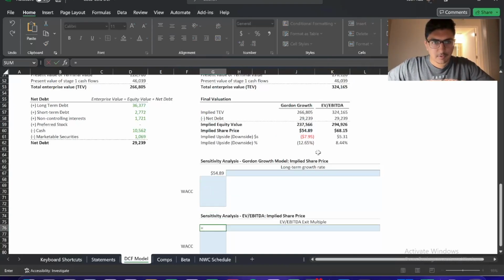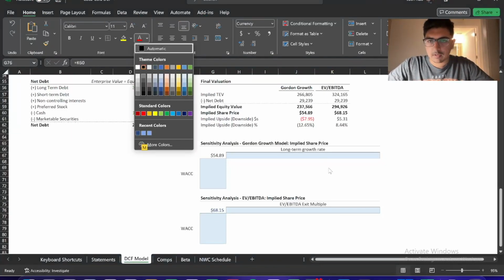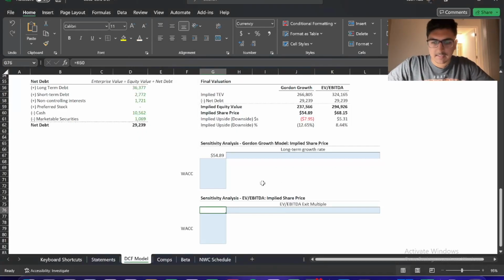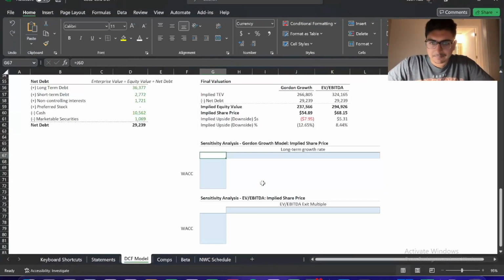And this is going to be the EV to EBITDA sensitivity table. What I'm going to do is hide these, so I'm going to make these white. Alt HFC, and I'm going to make them white so you can't see it, because it looks a little bit prettier that way. They're still there, they're just white font. But now this is free.